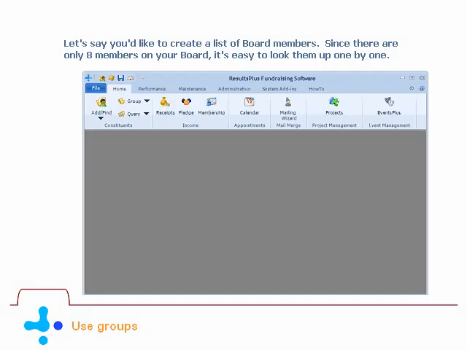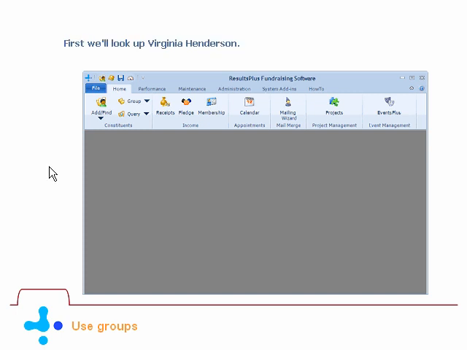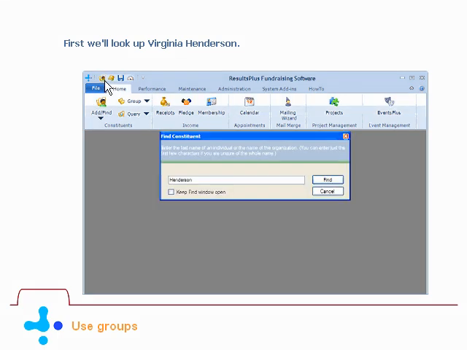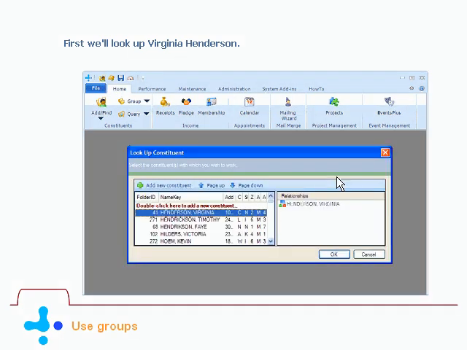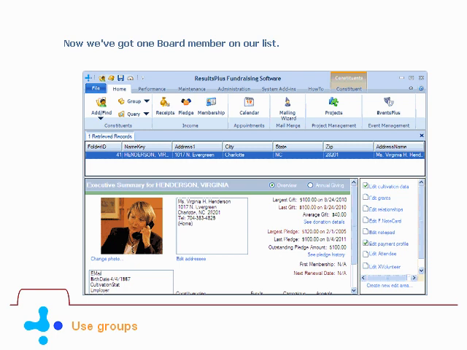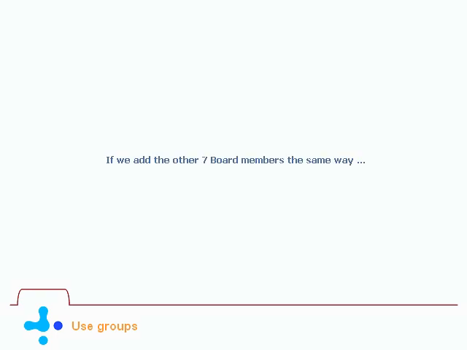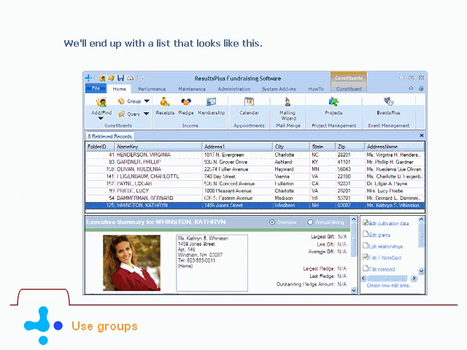Let's say you'd like to create a list of board members. Since there are only 8 members on your board, it's easy to look them up one by one. First, we'll look up Virginia Henderson. Now we've got 1 board member on our list. If we add the other 7 board members the same way, we'll end up with a list that looks like this. To create a group containing these records, we open the Constituent tab.